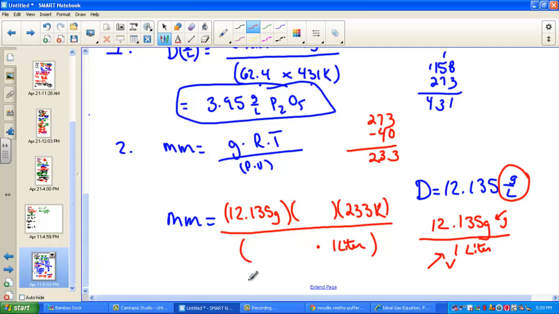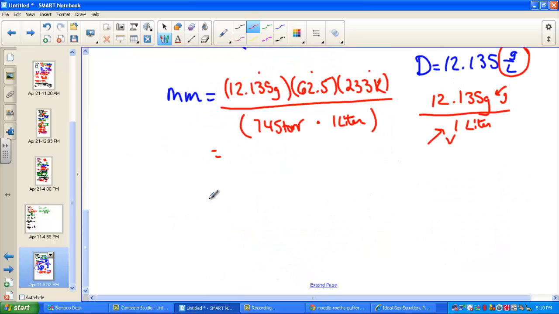What was the pressure unit? 745 torr. So here's the R of 62.5. GRT over the product of P times V, where the density provided us with two values, the grams in every 1 liter. Now help me make sure I don't make a calculator mistake. 12.135 times 62.5. Isn't that 62.4? Oh, that's a mistake I can fix before I put my final answer there.